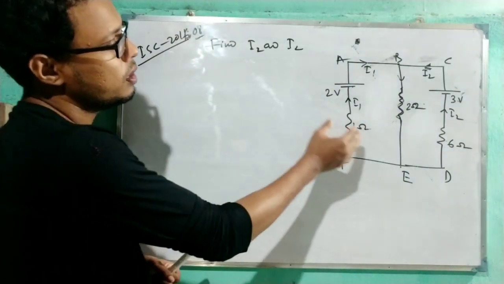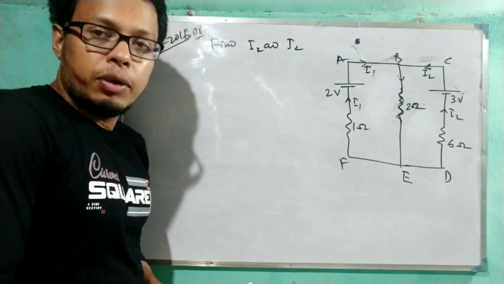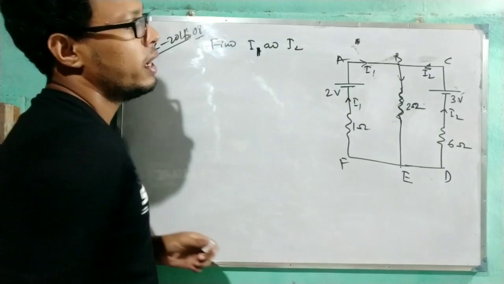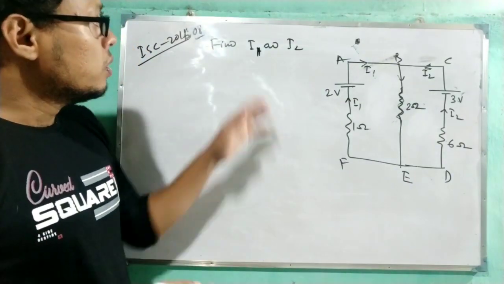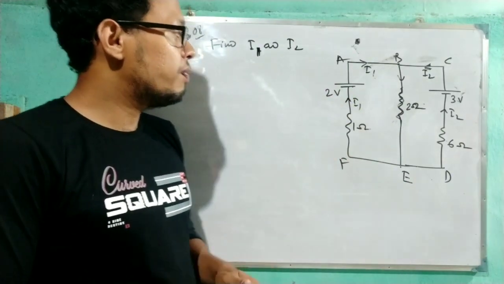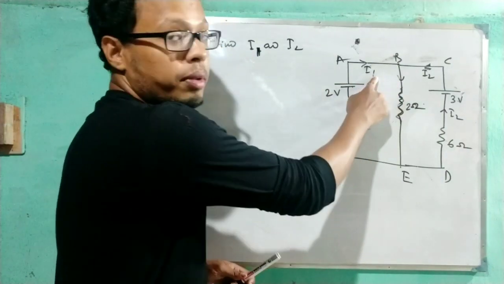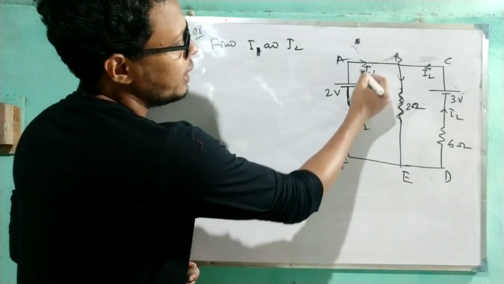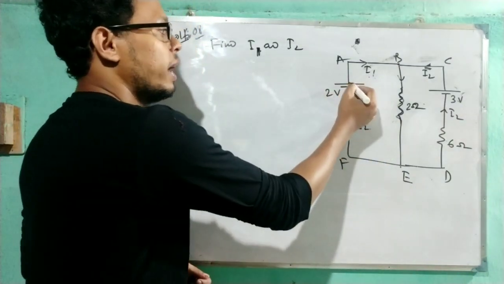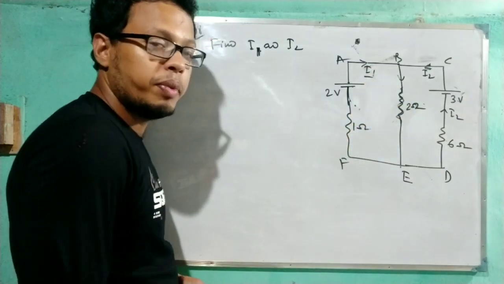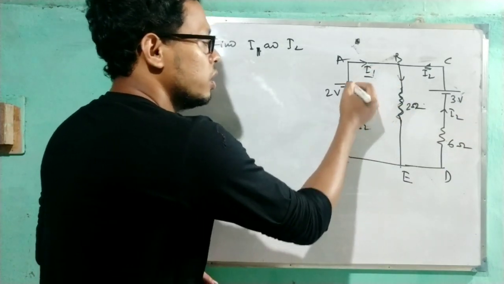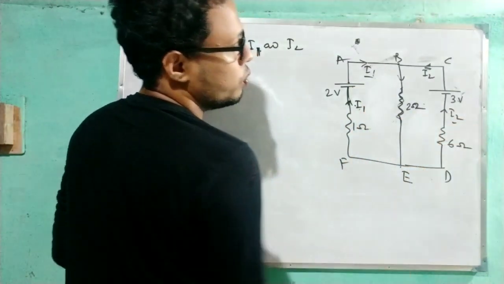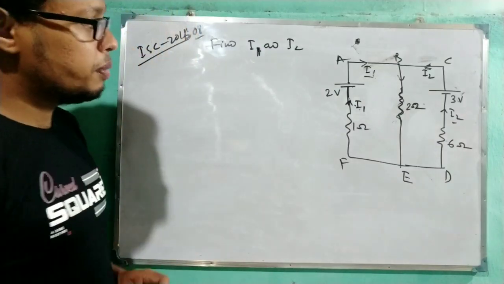I took one problem which came in ISC 2016-2008. The question is: in this electric network, find the value of I1 and I2. This is I1 and I2. To solve for the current, first keep one thing in your mind: when the current I1 is leaving from here, the current will enter the negative terminal, so this will also be I1. And here, this will also be I2. Okay? Keep that in your mind.